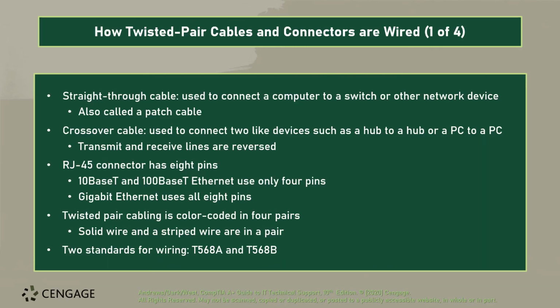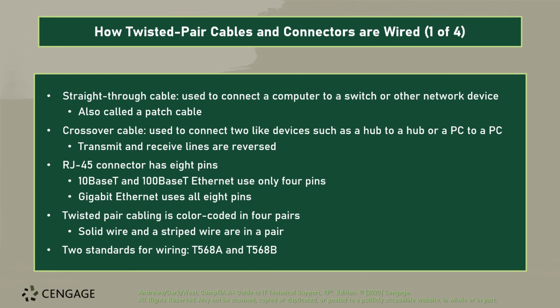So let's talk about how these cables are hooked up. As I mentioned, there are different standards for wiring when we were talking about the keystone jack. Straight through cables are used to connect computers to switches or other devices. This is often called a patch. That's the most common cable type that I use. Crossover cables are used to connect two like devices, such as a hub to a hub or a PC to a PC without infrastructure between.